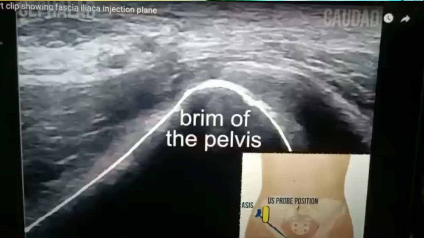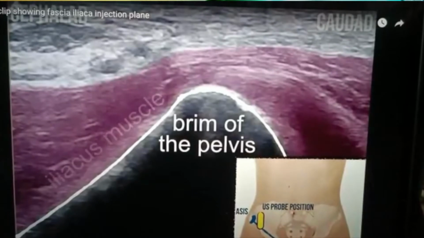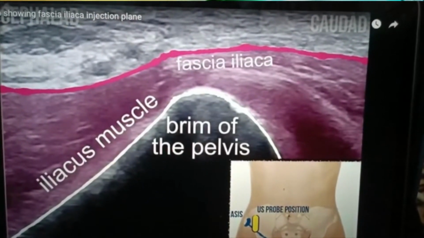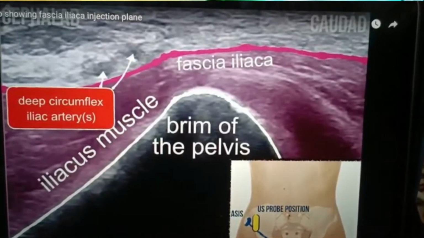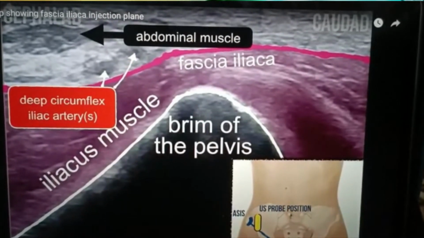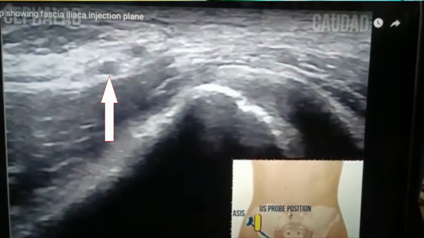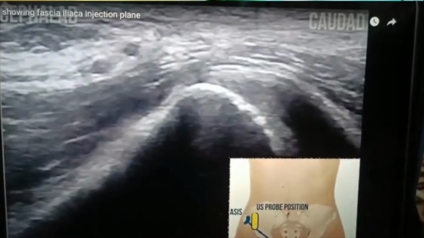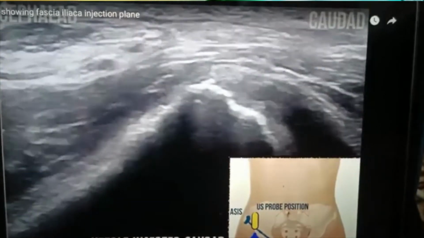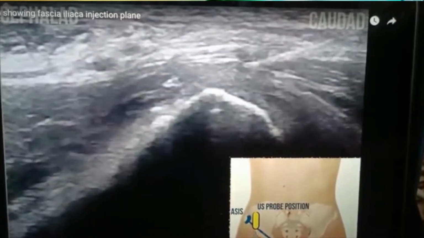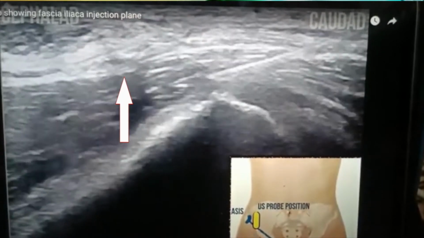Okay, you can see from this video, here is the iliacus muscle, and here is the fascia iliaca. Here is the anterior inferior iliac spine. You can see here the deep circumflex artery also. Sometimes you can notice the deep circumflex artery. So where is the needle? Needle came from the caudal side. Here is the needle. Try to squeeze through to give around here, below the artery.